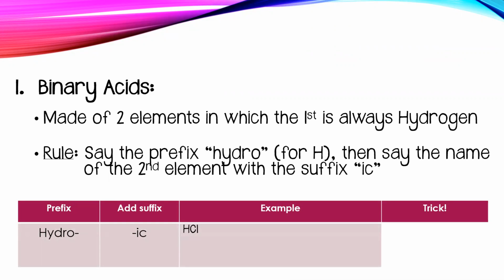So for example, HCl, 2 elements, H and Cl. The trick they say is to remember my ride has hydraulics. Okay, so chlorine was chloride. So now you make it hydro for the H, the name of the element, and ic. Some people like to remember that, some people don't. It's up to you. So normally we would say hydrogen chloride, but now we're naming it an acid. So this would be hydrochloric acid.